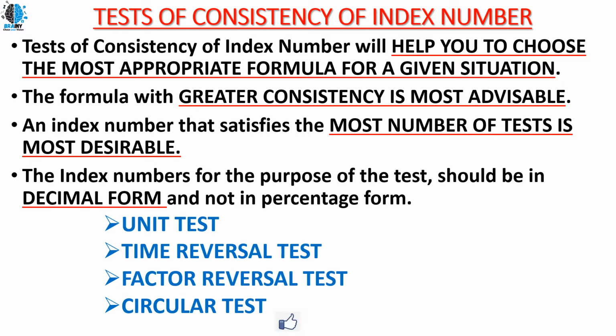There are four different types of test of consistency of index number. The very first type we have is unit test, then time reversal test, factor reversal test, and the last we have is circular test. So let's see in detail about all these different types of test.